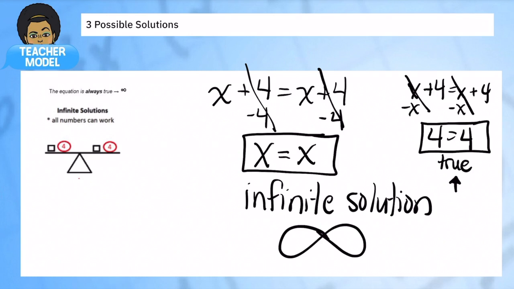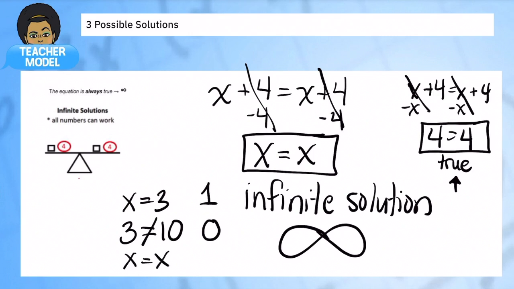So there you have it. In practice, as you're going through equations, as you work them out, think about the different ways you can solve them. It's either x is going to be equal to some number, so for example, x equals 3, that is one solution. If you get something that is absolutely not true, like 3 is equal to 10, that means there are no solutions. And if you get something where x is equal to x, then we have infinite solutions. Or if it ends up being a number is equal to itself, then that is also an infinite solution.